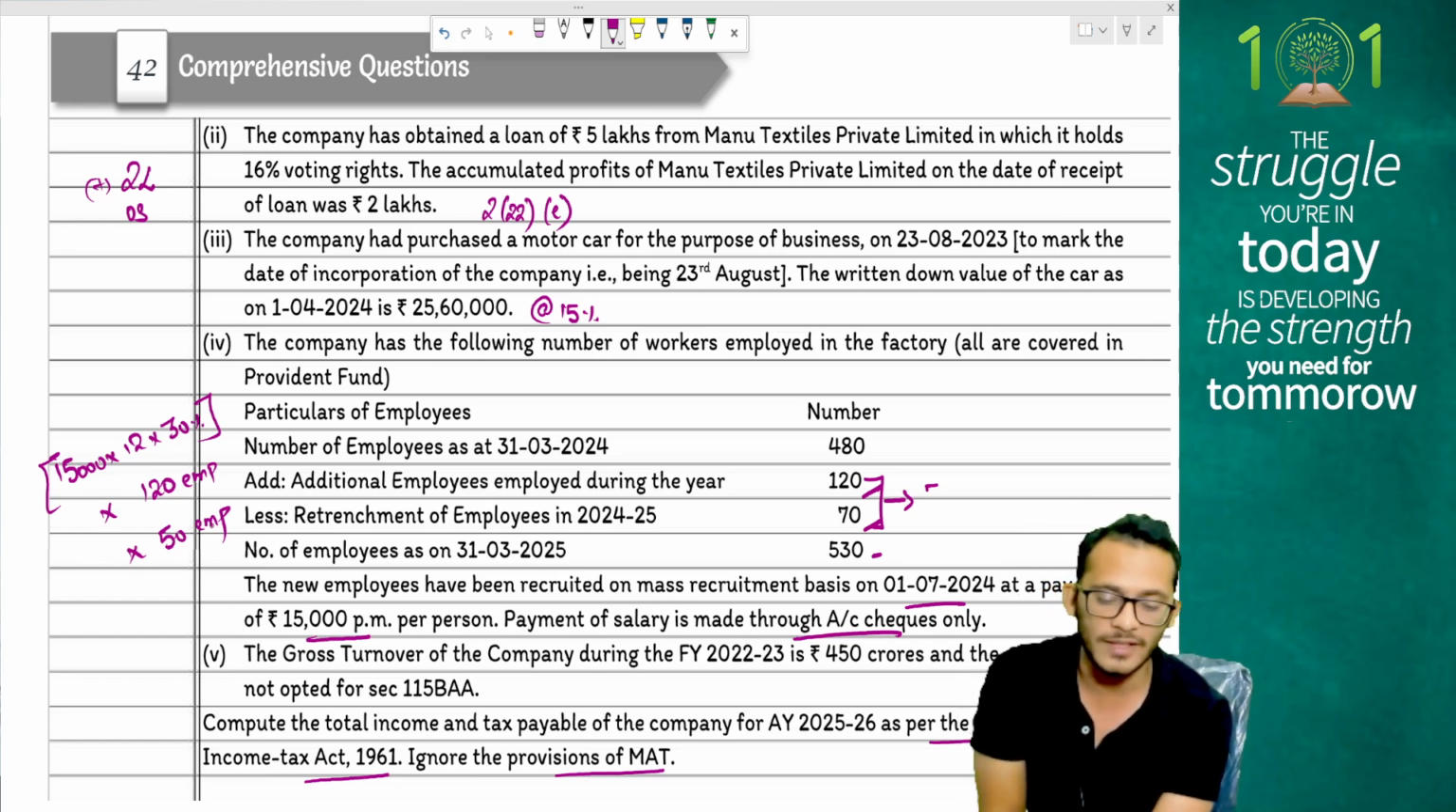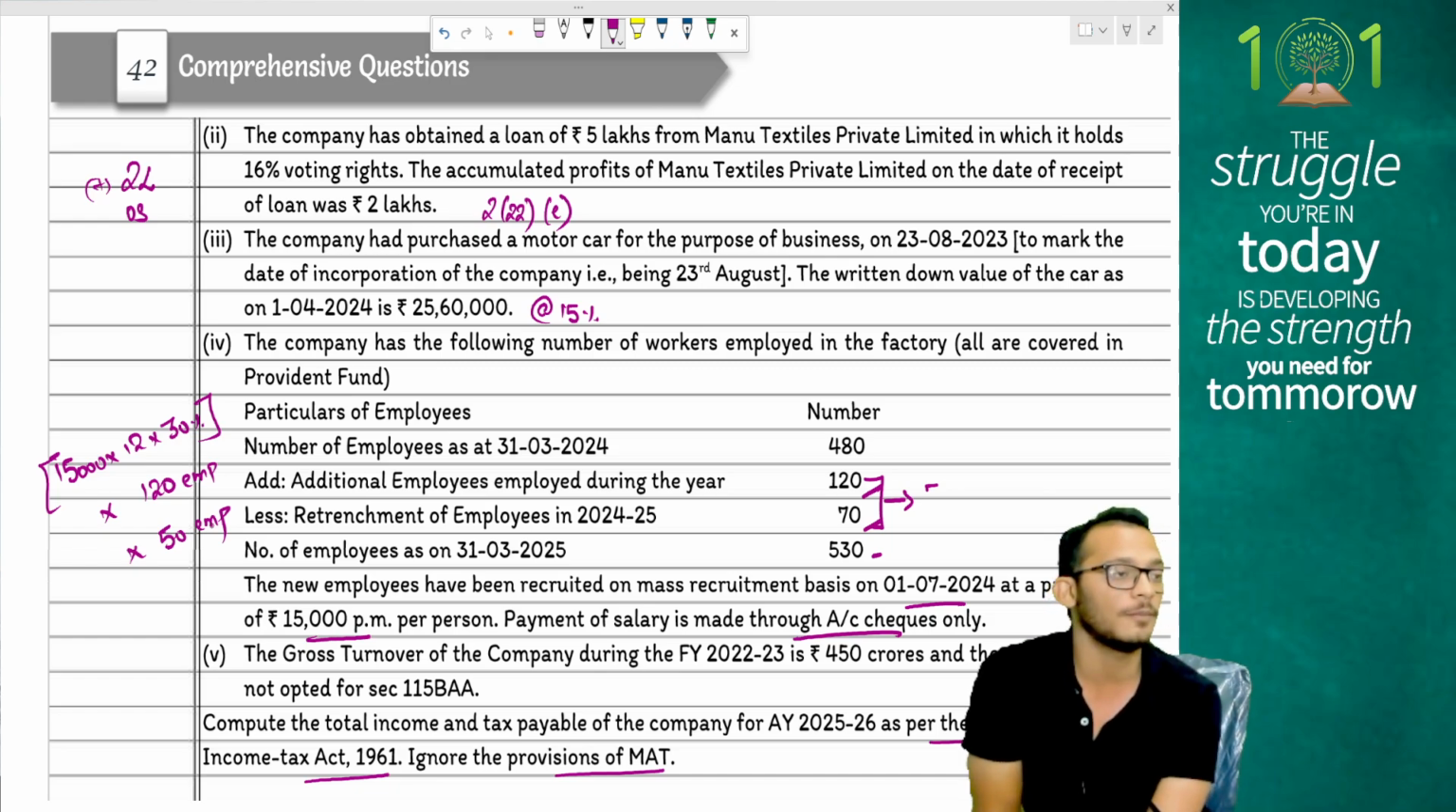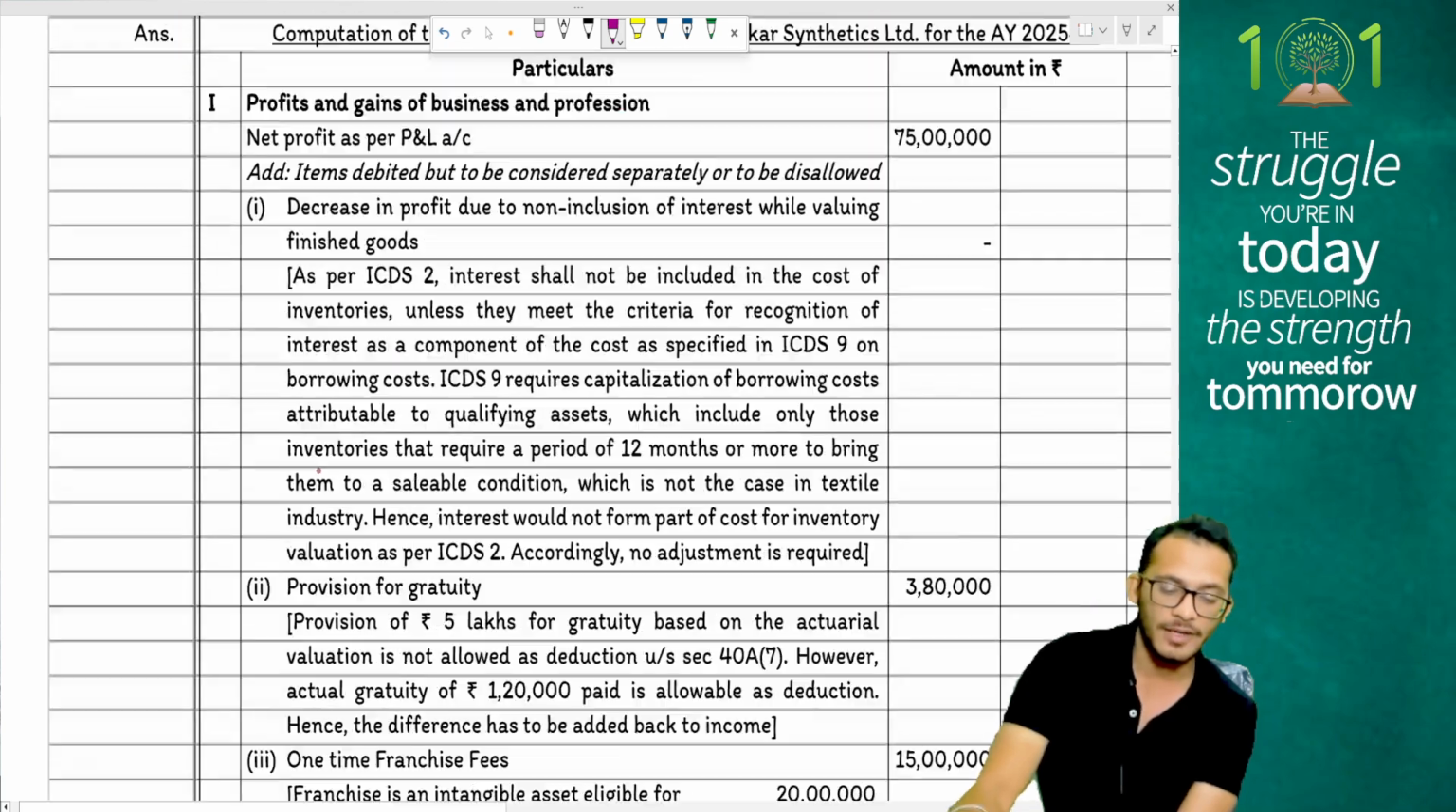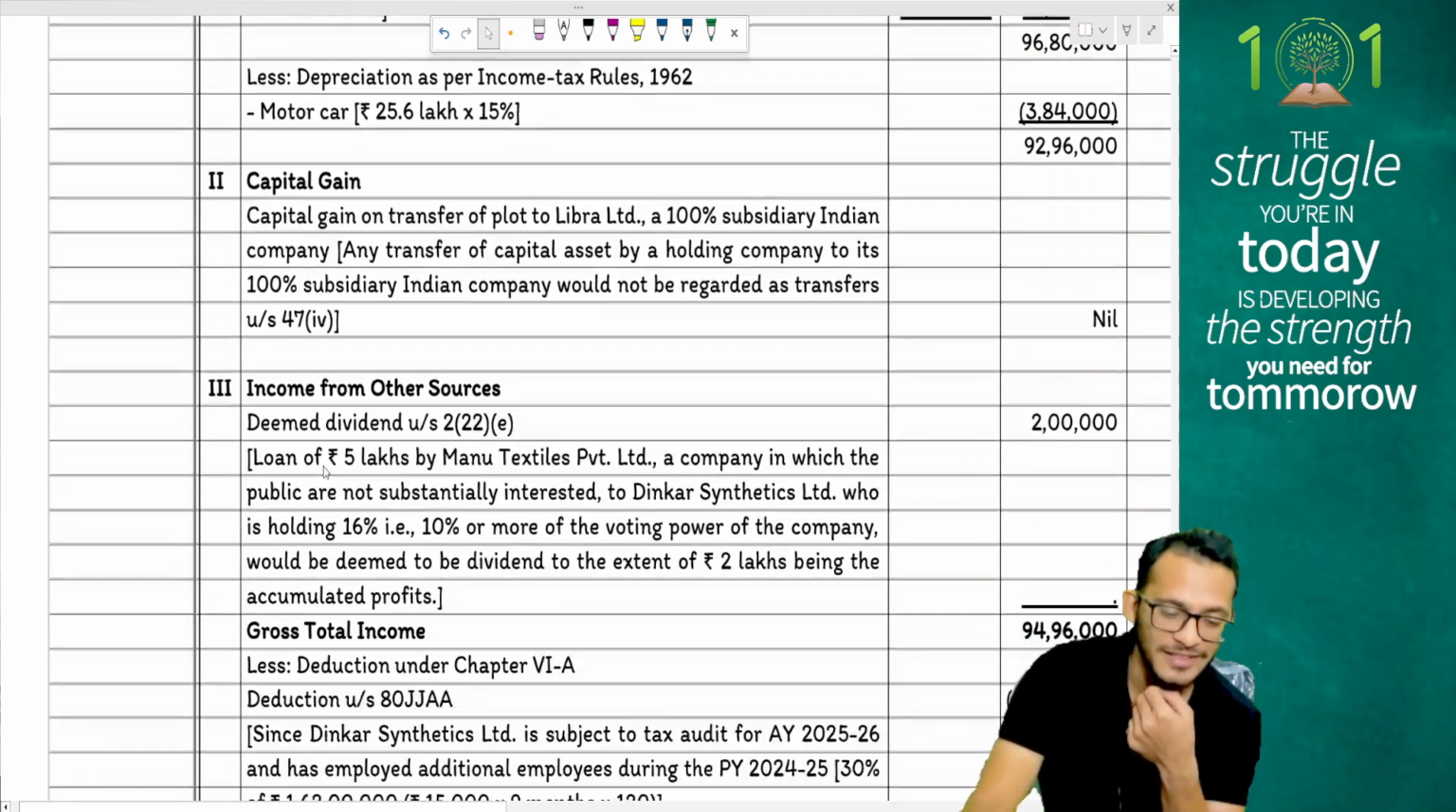The gross turnover of the company is given as 450 crores, and the company has not opted for 115BAA, which means you are at a tax rate of 30%. You are at a tax rate of 30%. Let me show you that, people. Yes, funny thing they wrote.